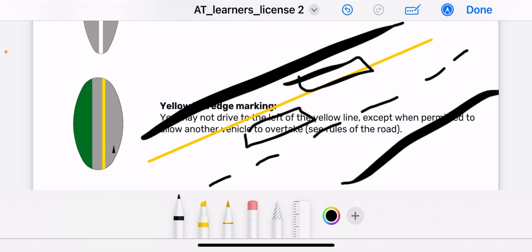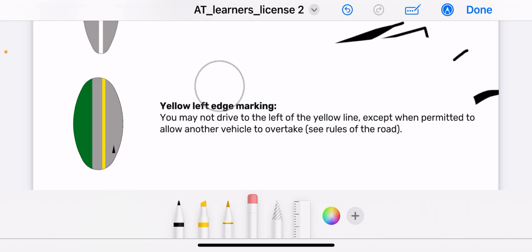Between sunrise and sunset, you may drive on the yellow line when there is a vehicle behind you that wants to overtake you, and you can move to the yellow line without obstructing. When you see that there is no vehicle or property or any pedestrians that will obstruct you, and your vision is clear 150 meters ahead, with no one walking on the yellow line or no vehicle in front of you at least 150 meters ahead, then that's what they're talking about here when they say you may not drive to the left of the yellow line except when permitted to allow another vehicle to overtake. And then they say see rules of the road. That's what I was talking about.